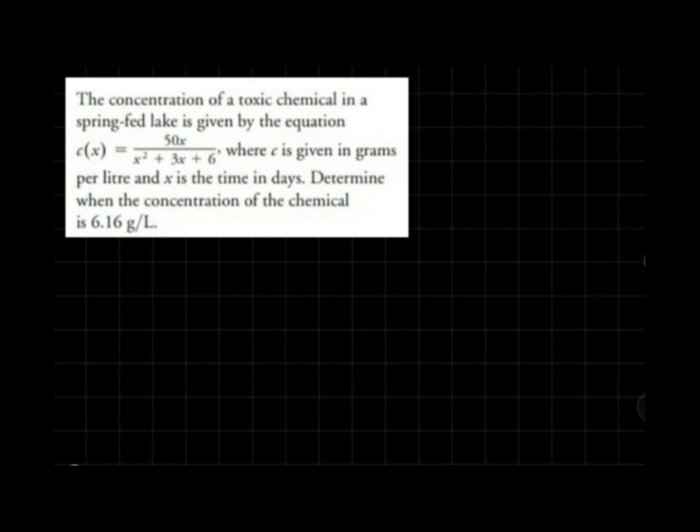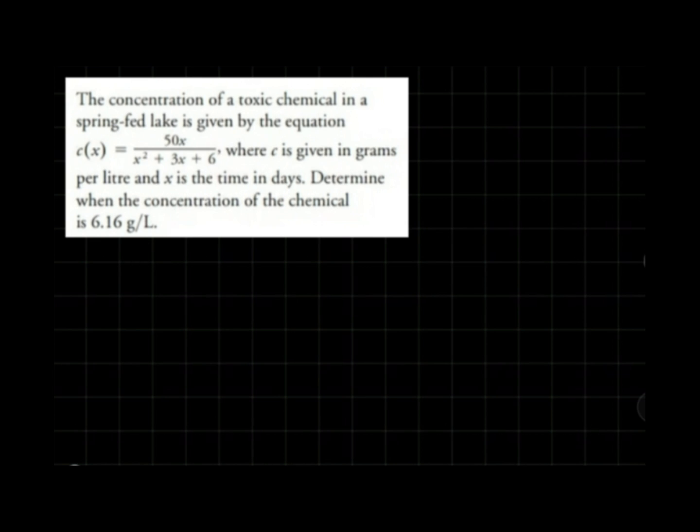Alright, let's take a look at an application of rational functions. The concentration of a toxic chemical in a spring-fed lake is given by the equation C of x is equal to 50x over x squared plus 3x plus 6, where C is given in grams per liter and x is the time in days. Determine when the concentration of the chemical is 6.16 grams per liter.